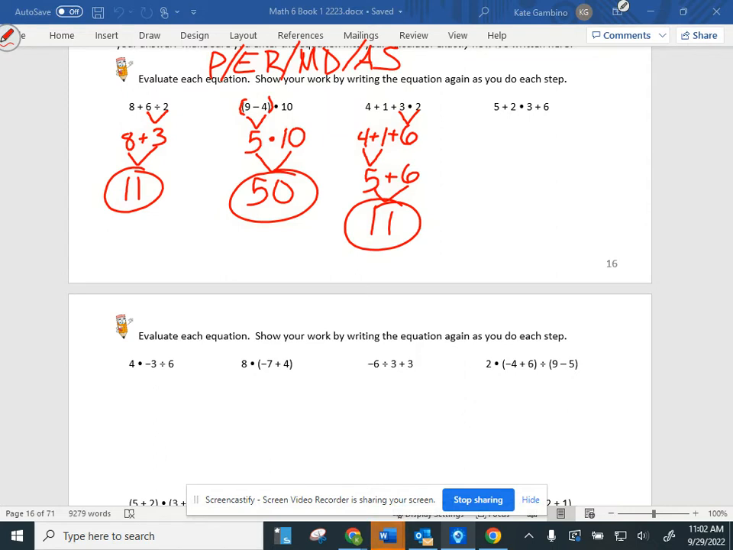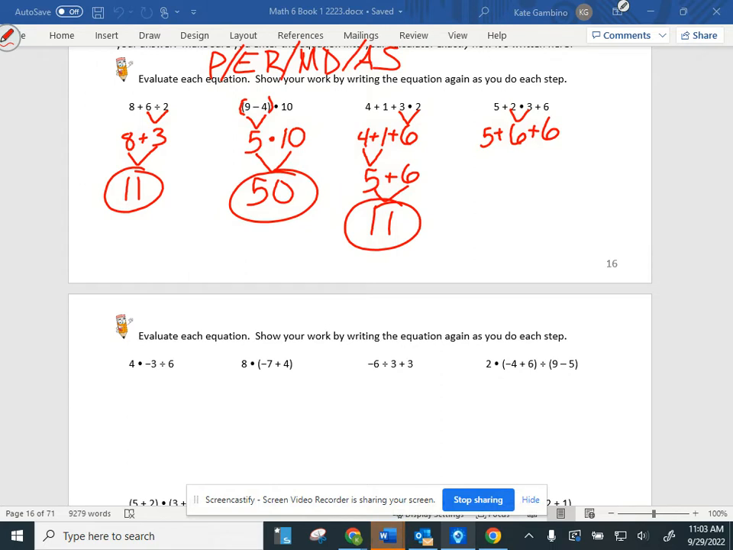Last one we're going to do together. 5 plus 2 times 3 plus 6. What is my first step, Ethan? Why am I going to do 2 times 3 first? Yeah, multiplication comes before adding. It's level up. So what is 2 times 3, Enzo? 6. I'm going to bring down the rest of my number sentence exactly how it was above. You bring it straight down.